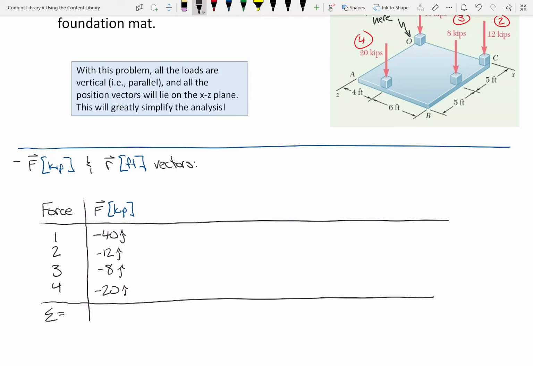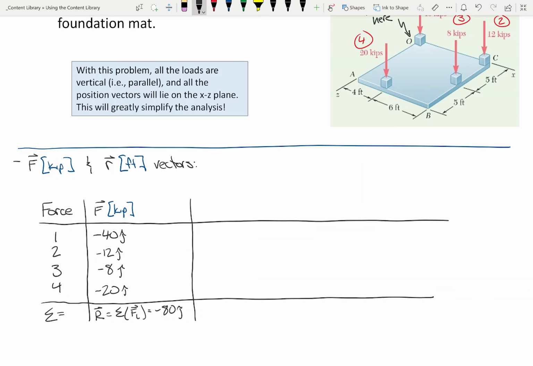And then if we wanted down here, we could go ahead and do this now. What's 40 plus 12 plus 8 plus 20? 12 and 8 is 20, 20, 20, 40, 80. So negative 80j. Okay. So far, so good?